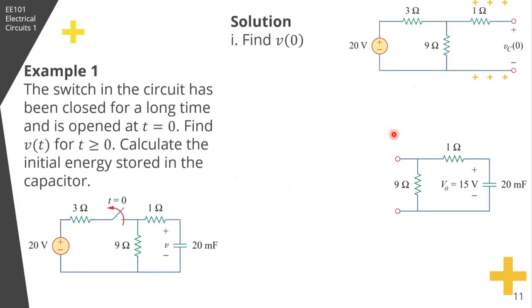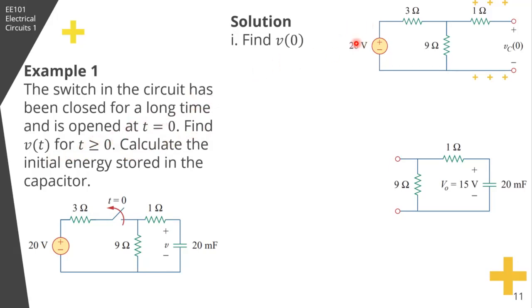Okay, let's have an example. The switch in the circuit has been closed for a long time and is open at t equal to 0. Find the voltage across atong capacitor for t equal to 0 and t greater than 0. Calculate the initial energy stored in the capacitor. So, find the voltage at t greater than or equal to 0. So, pangitawan sa nina to.